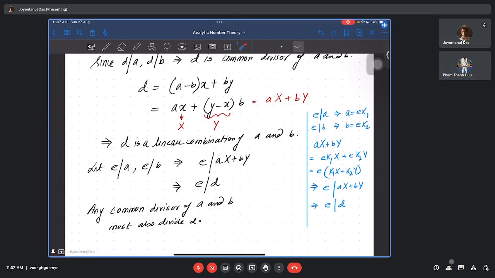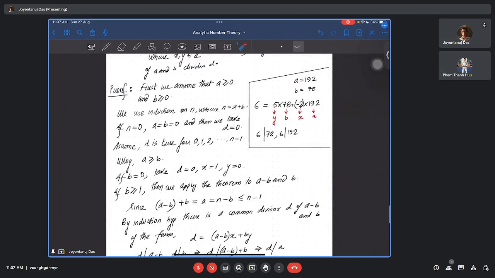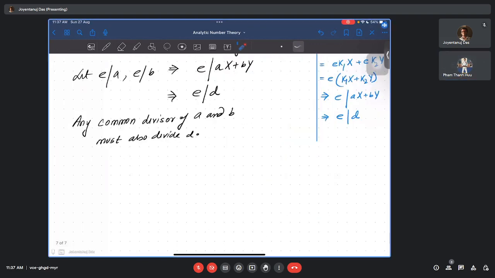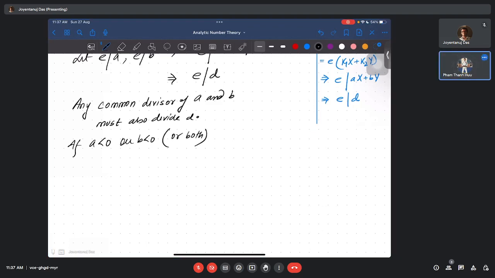Now the condition that you have assumed is that A and B are positive. Now what will happen if both are negative? So if A is negative or B is negative, or both can happen. So we can apply the result to mod A and mod B, right? Because mod A, that is the absolute value, is positive always, right?